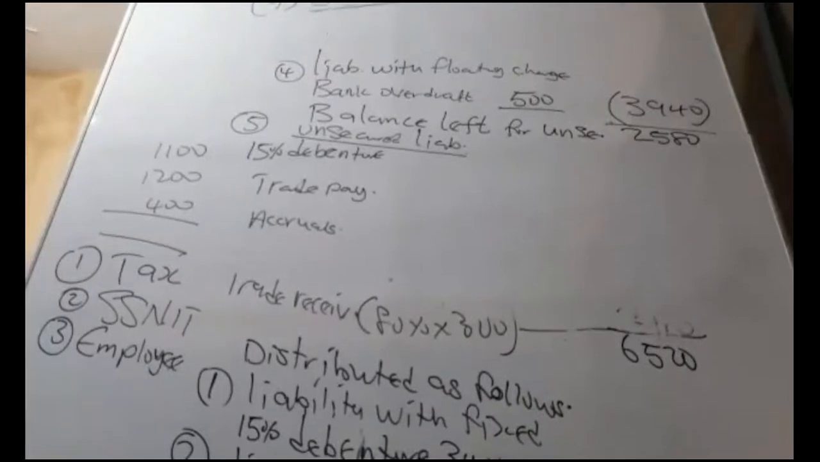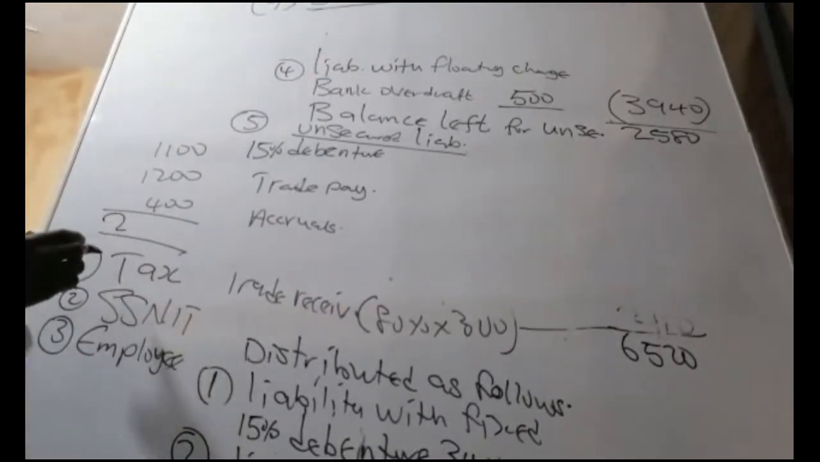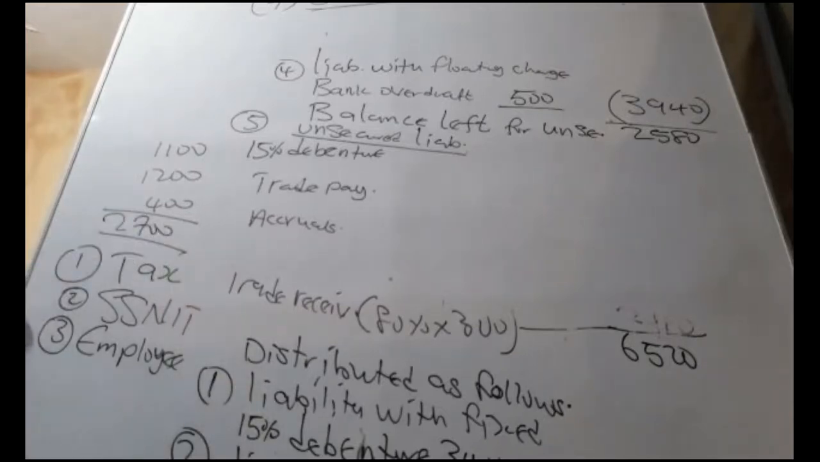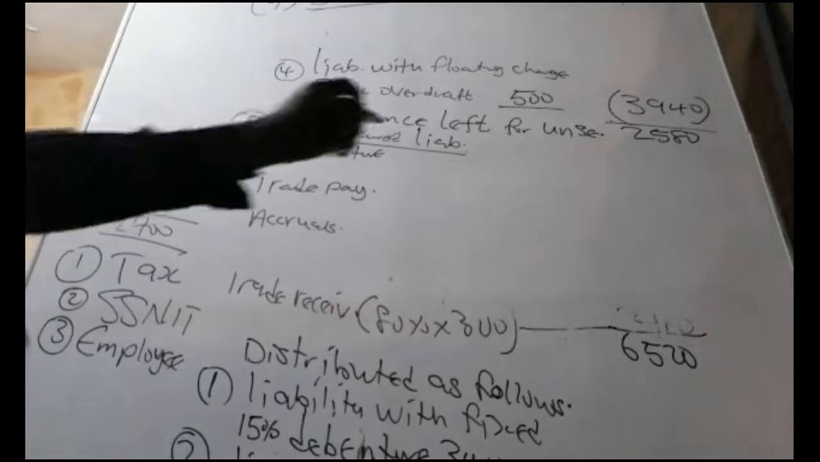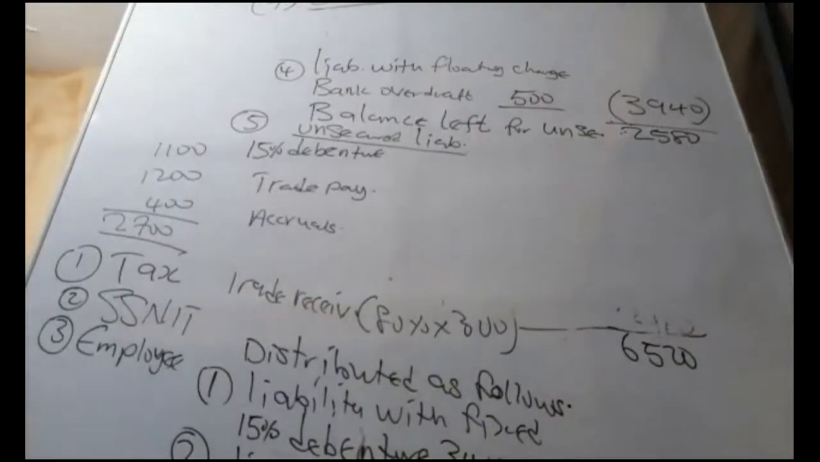So what do you get? You get 2,700, right? That's good. So 2,700. What's the balance left? The balance left to pay the unsecured debt is 2,580. So it might not be enough to pay this money. So what do we do? Prorate it.